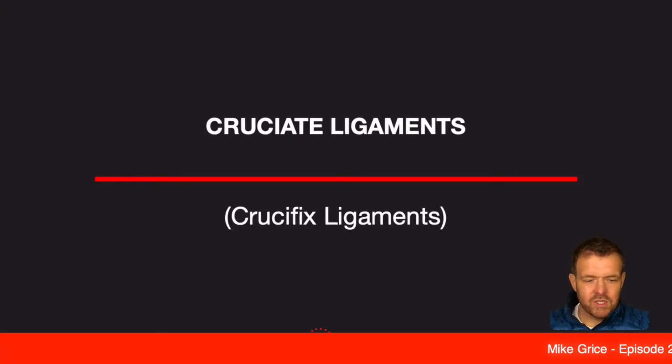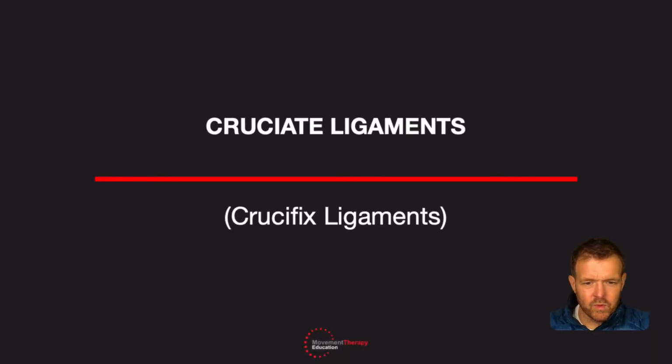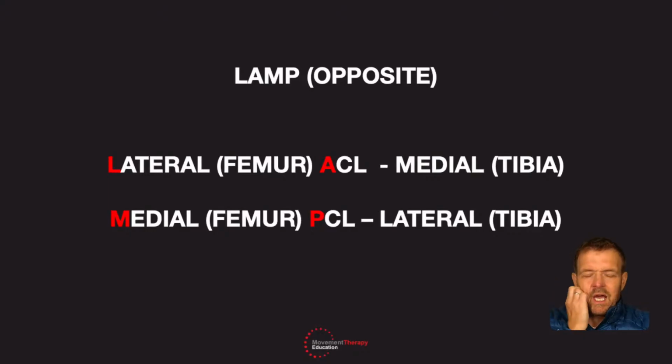Quick recap. Cruciate ligaments. I talked about a way to remember them for your assessments. So if you're doing an exam and you have to locate the ligaments, and you can't remember which one goes which, or which one starts where and ends where, then you can remember LAMP. Hopefully this will help you. LAMP. We've got the lateral aspect of the femur, which is where the ACL attaches, and it's the LAMP opposite.